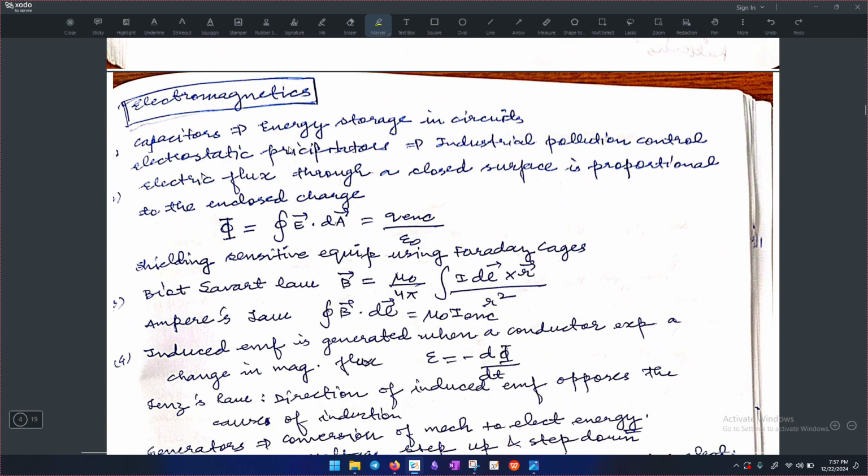Now next, in electromagnetism come capacitors, which are used for energy storage in circuits. Electrostatic precipitators for industrial pollution control. Electric flux through a closed surface is proportional to the enclosed charge. Phi is equal to integral E dot dA, which is Q enclosed upon epsilon naught. Shielding sensitive equipment using Faraday cages.